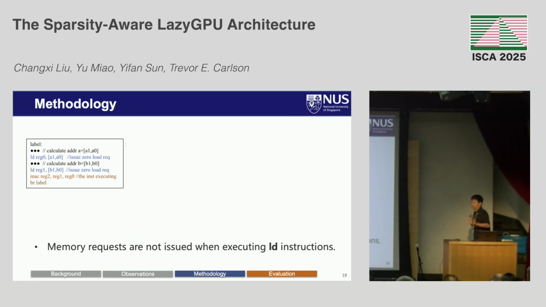So then let's go to our methodology. This is an example to show how our methodology works. We have two load instructions to load data to registers 0 and 1. Then we use MAC, the multiply-accumulate instruction. It will multiply register 1 with register 0 and then add the value to register 2. Since we are lazy, we just generate a memory request, but we won't issue it to the memory system. We will hold it, and when we really require it, which is in the MAC instruction, then we issue it.